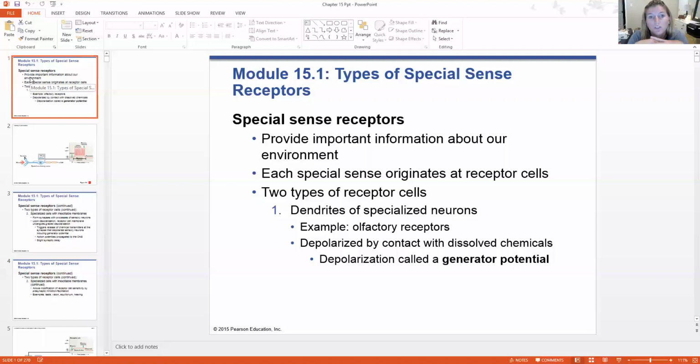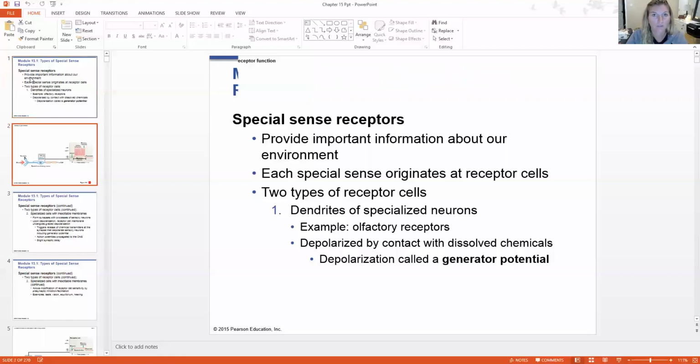First, we have special sense receptors. Our special sense receptors are providing important information about our environment. There are two types of receptor cells involved in our special senses. You have dendrites of our specialized neurons, like our olfactory receptors. They will depolarize when they're contacted with a specific stimulus, like a dissolved chemical, if it's an olfactory receptor.